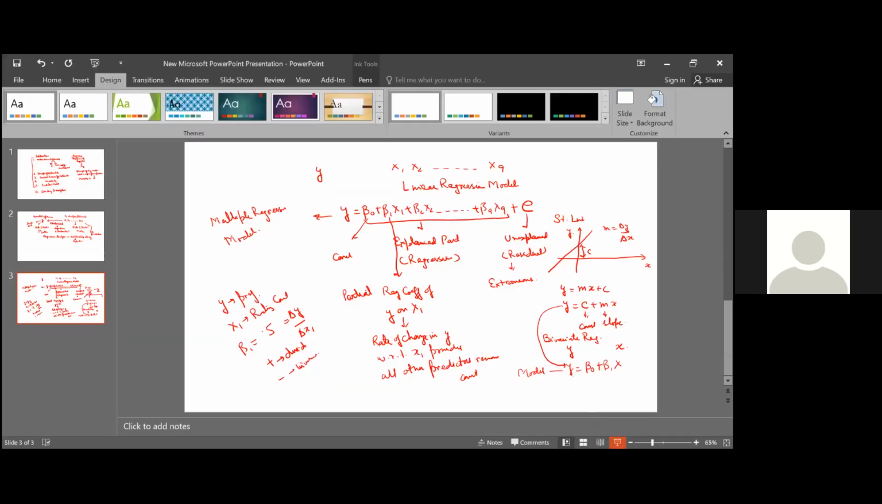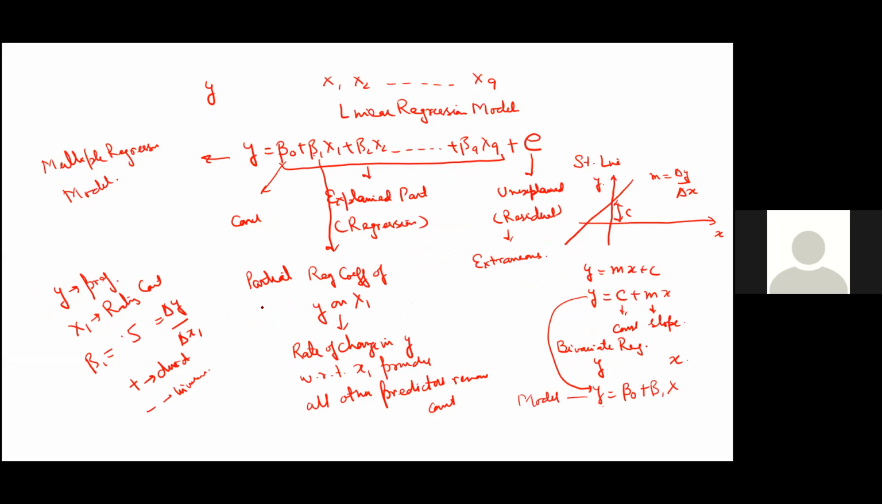Okay, so this is our proposed model. Any question related to the model? Any question? You can write in the chat box. Partial regression, not partial correlation.